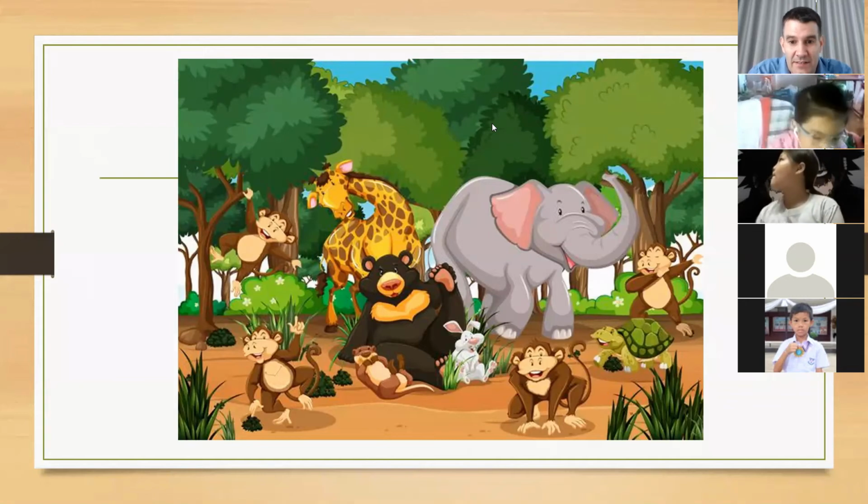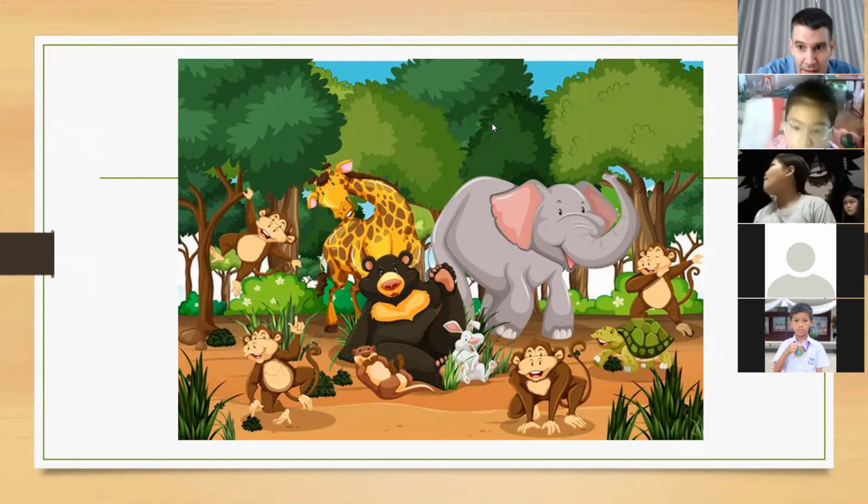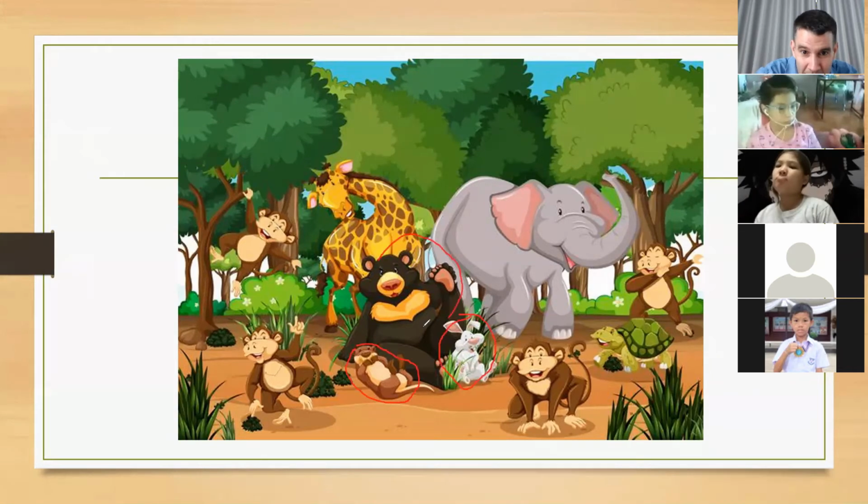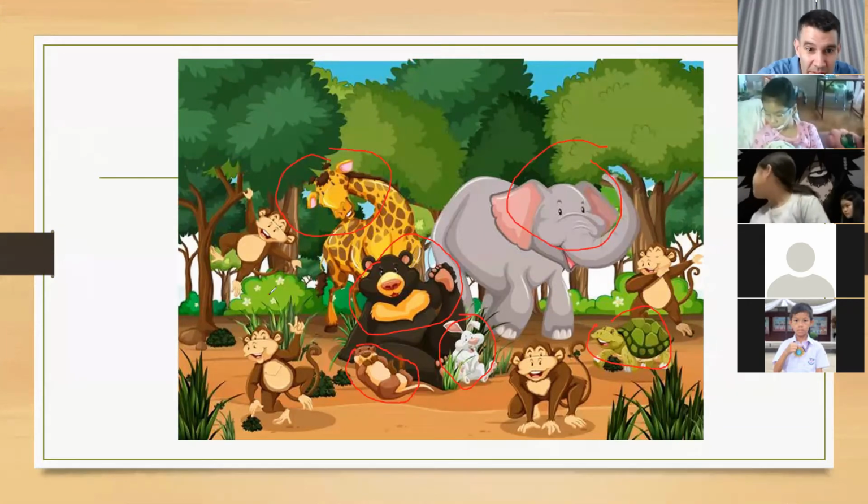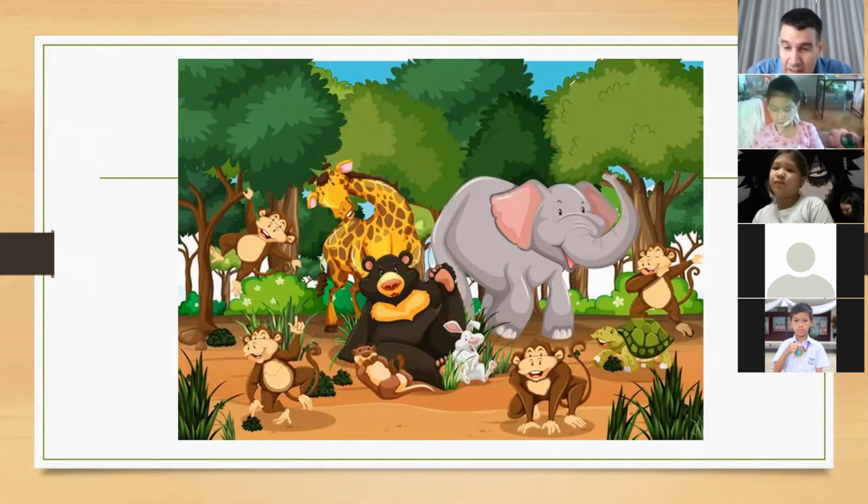There are monkeys. Yes. No, but there is or there are. I don't know what animal this is. I don't know. But this is a rabbit. This is a bear, giraffe, elephant, turtle, trees, maybe flowers. Okay, there is a giraffe, there are monkeys. Okay, so you can understand.